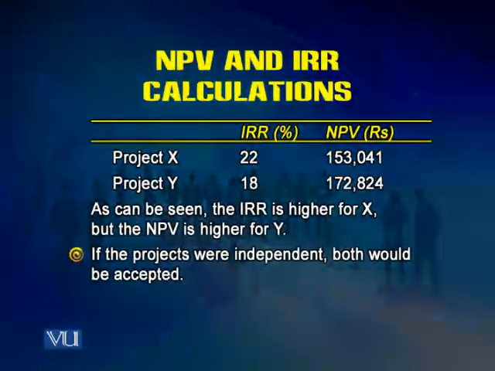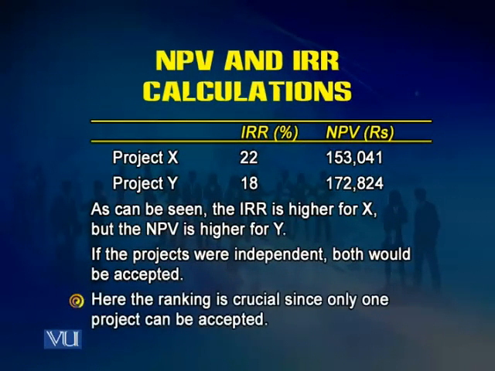If the projects were independent, both would be accepted. Here, the ranking is crucial since only one project can be accepted. This is the difference where we are looking at mutually exclusive projects.